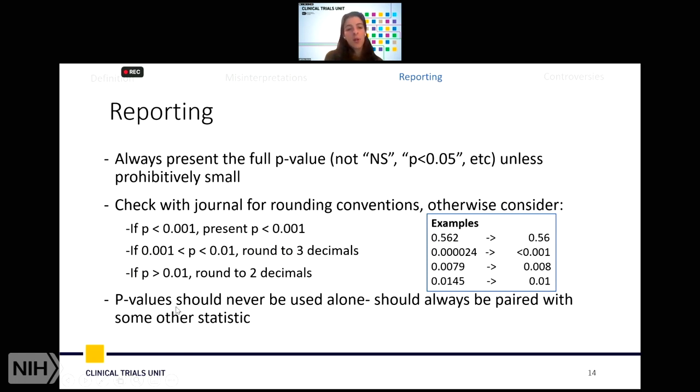The other thing I will say here with reporting is that p-values should really never be used alone, except maybe in an abstract if you're really hurting for space, but even then I wouldn't really recommend it. They should really always be paired with some other statistic: a mean and a confidence interval, a mean and standard deviation, medians, IQRs, things like that. Or some other statistic that you've obtained from your analysis, because that helps contextualize what that p-value is and where it's coming from, and it forces the reader to also think about the numbers in the scale that you have obtained.